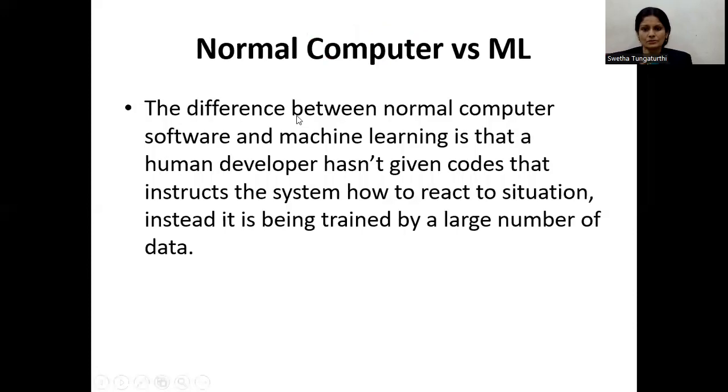Now coming to normal computer versus ML. The difference between normal computer software and machine learning is that the human developer has not given codes that instruct the system how to react to situations. Instead, it is trained by a large amount of data. In normal computer software, we understand the code developed by the human, and we write the code only for a particular scenario, but we cannot make the system react to a particular situation. That can be done with the help of machine learning. So that is the difference between a normal computer and machine learning.